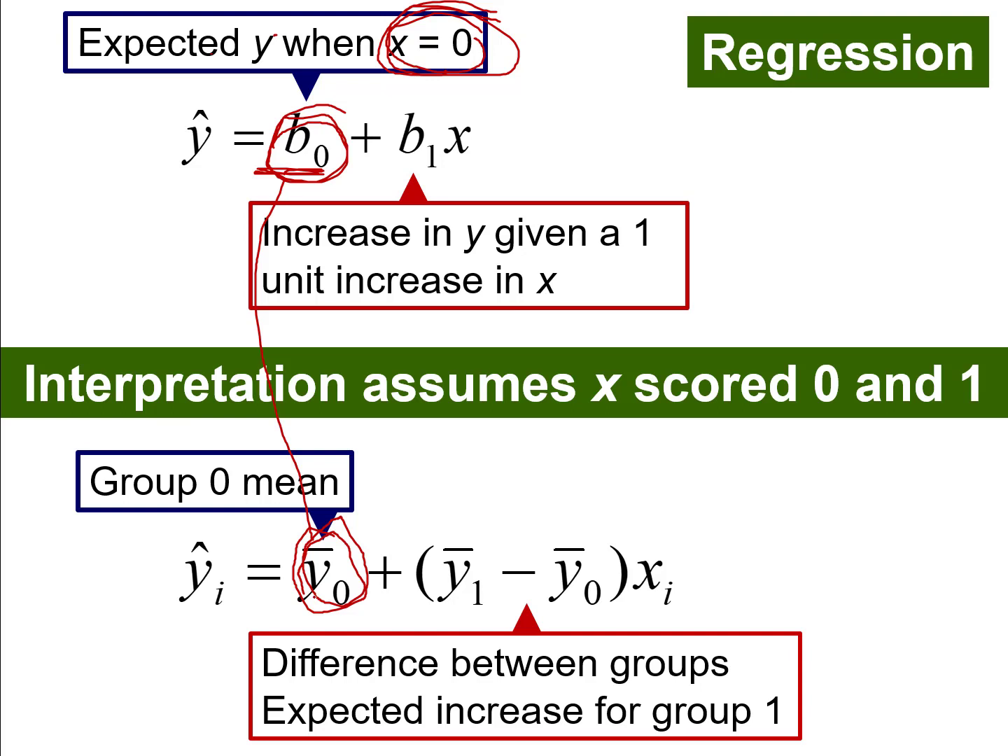It's the same thing. I gave them different labels, but mathematically it's the same thing. It's the mean for group 0. It's the expected y when x equals 0. It's the expected y when someone's in group 0.